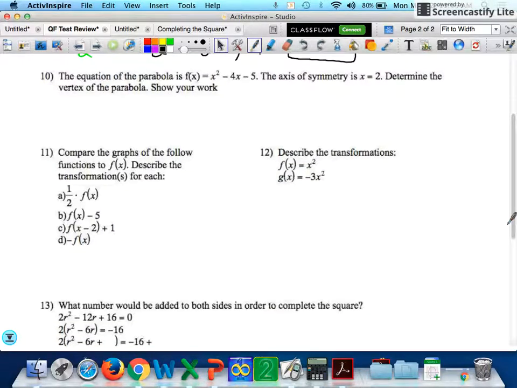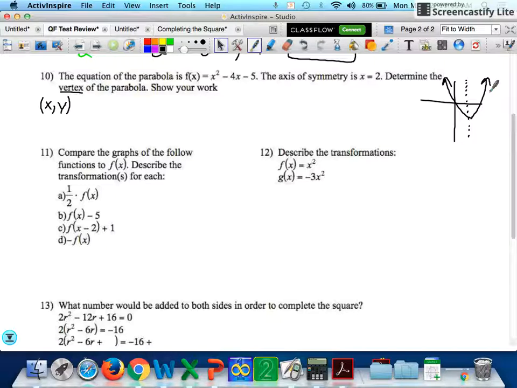On to number 10. Here's an equation for a parabola. It's in standard form. The axis of symmetry is x = 2. Determine the vertex of the parabola. Well, an axis of symmetry is always a line, but a vertex I know is a point (x, y). And I know that if this was my parabola, it's got an axis of symmetry here at 2, and I don't really know what the parabola does, but I'm going to say it kind of looks like that.